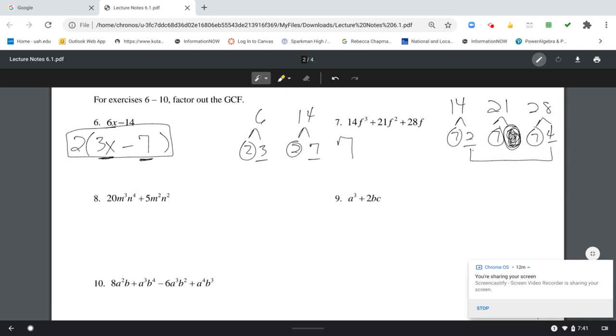So 7 is my numerical value for 14, 21, and 28. And if you notice, I have an F in all of those scenarios. So the smallest power is F to the first in that last term.